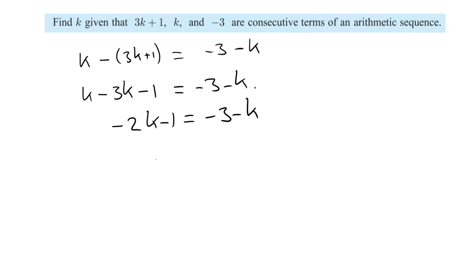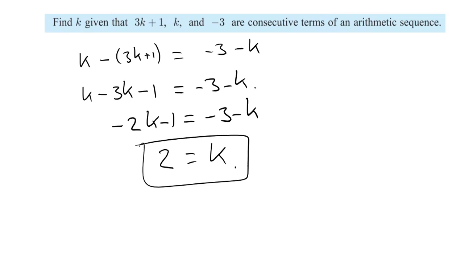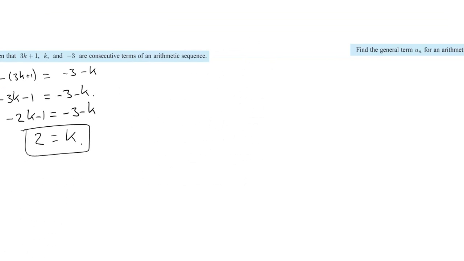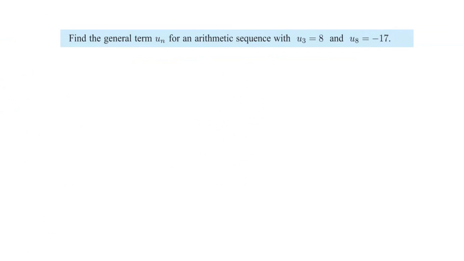So if I add 3 to the left, that minus 1 is going to become a positive 2. If I add 2k to the right, I'm going to have k comes out equal to 2, and I have finished. Let's carry on, see if we can do one last question.